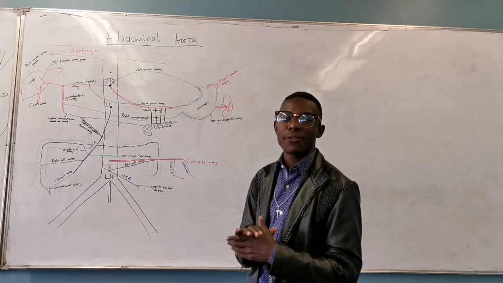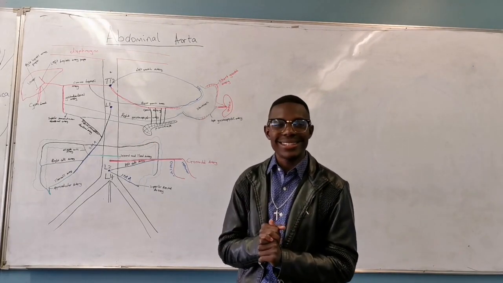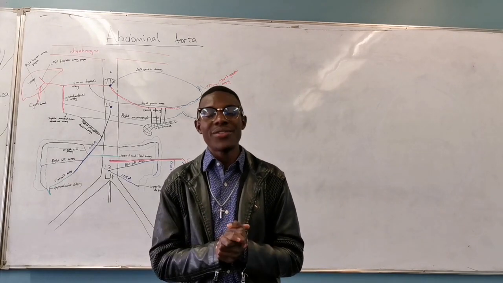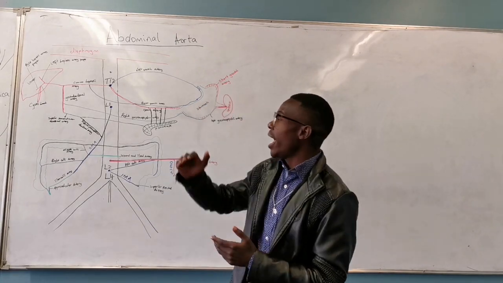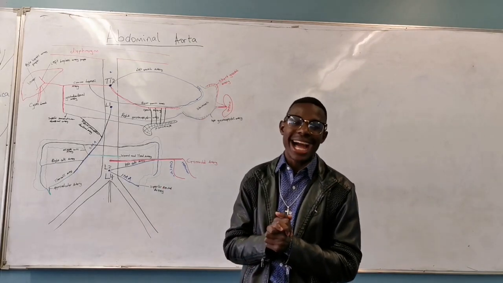So let me just take you back to the thorax. We are going to have a heart. The heart is going to give us an ascending aorta. From the ascending aorta, we have the arch of the aorta. And then it's going to continue as the descending aorta, which is also called the thoracic aorta.